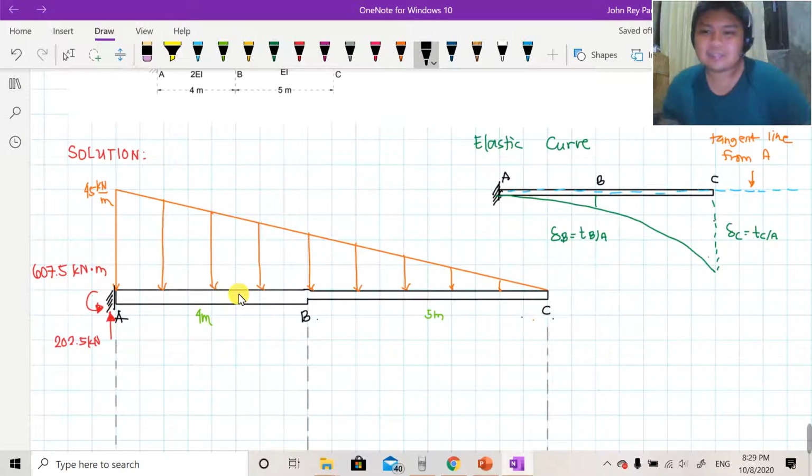So, ang elastic curve, nandito naman na siya. So, gabay lang naman natin class itong elastic curve for our analysis, diba? So, alam nyo naman na kapag ang tanong deflection at B, ang ano dyan is deviation at B with respect to the tangent line at A. Okay? So, yun din naman, the deflection at C is equal to the deviation of C with respect to the tangent line at A. Okay?